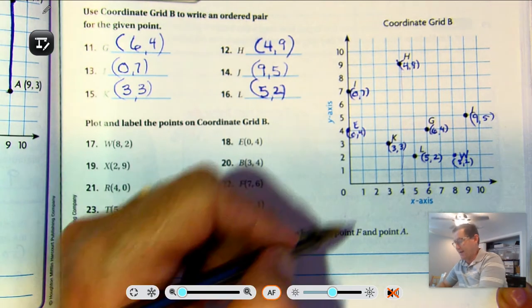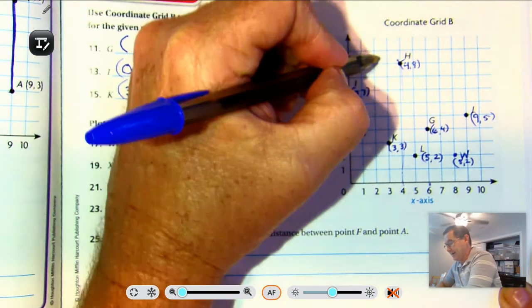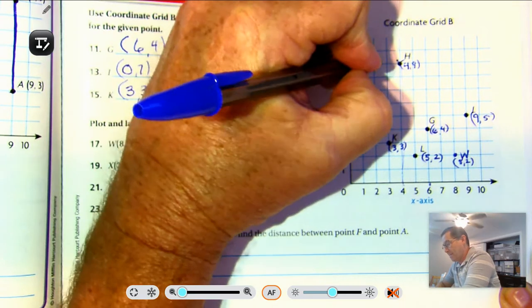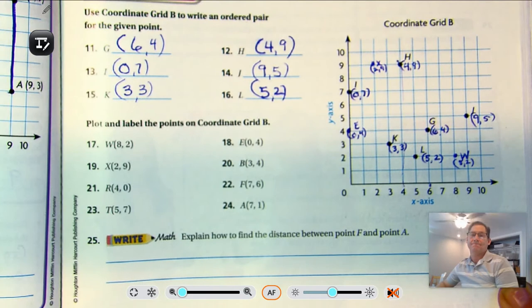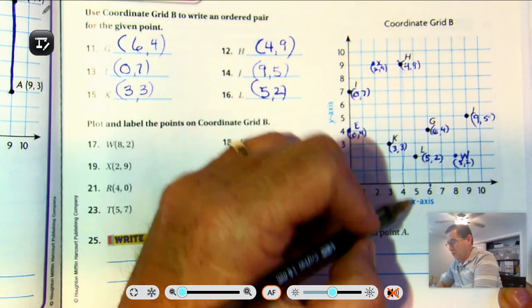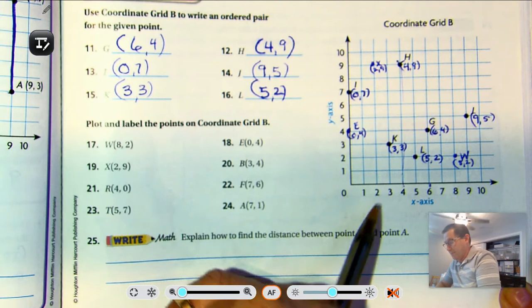Point X is located at 2, 9. Number 20, point B is located at 3, 4. Go right 3, up 4.